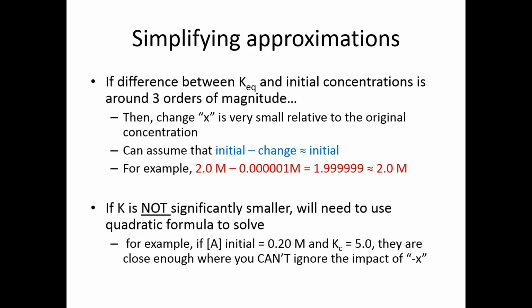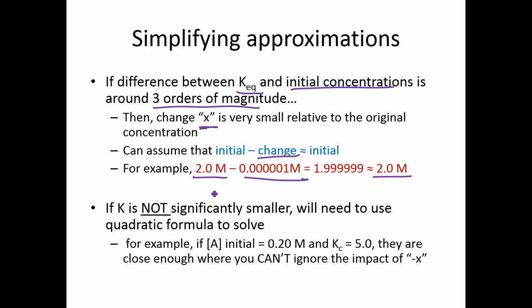But the rule is, if the difference between k and the initial concentration is about 3 orders of magnitude, then that means x, the value x, is going to be much smaller than the original concentration. And since x is so much smaller, since the change is so much smaller than your initial concentration, the initial concentration is basically going to remain unchanged. So, like, here's an example here. If you take 2 molar minus 0.00000001 molar, your answer is 1.99999, which is basically just still 2.